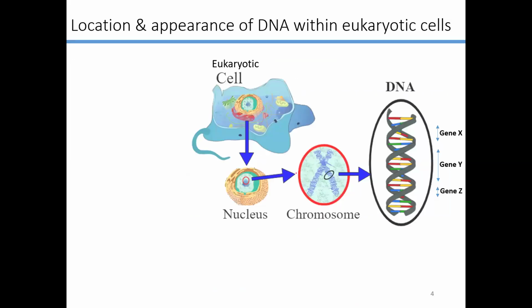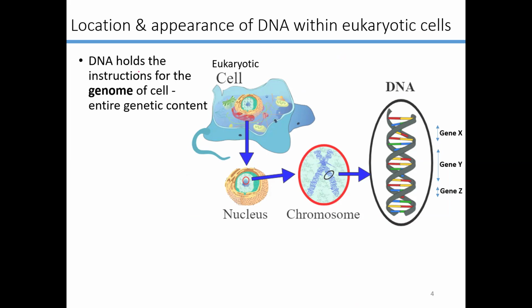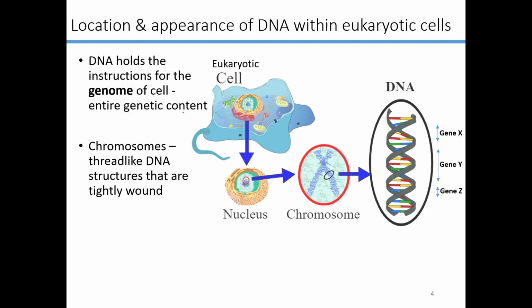So let's go ahead and see specifically the location and the appearance of DNA within eukaryotic cells, because we know they're going to be found within the nucleus, but how are they going to be comprised? What do they look like? And exactly what's going on with them? So as you know, DNA is going to be the instructions for the genome of the cell, which is going to be the entire genomic content. So basically what that means is DNA is going to have everything we need to code for our body. Again, it's going to be the blueprints for everything and how to construct everything.